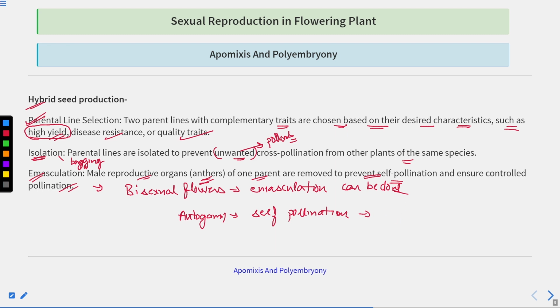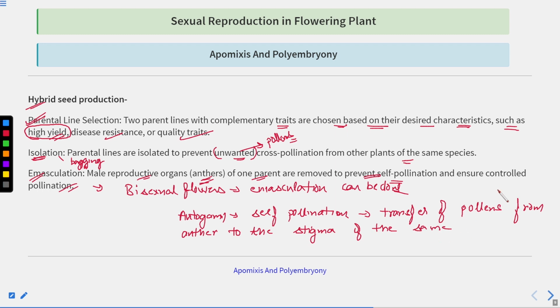What is self-pollination? Transfer of the pollens from the anther to the stigma. Transfer of the pollen from the anther to the stigma of the same flower. So this happens in the bisexual flowers.